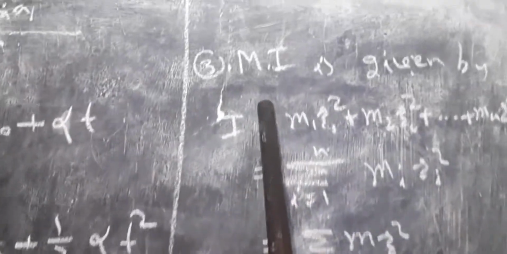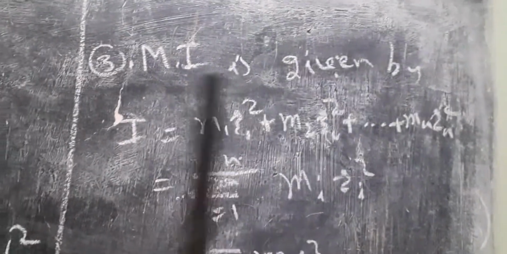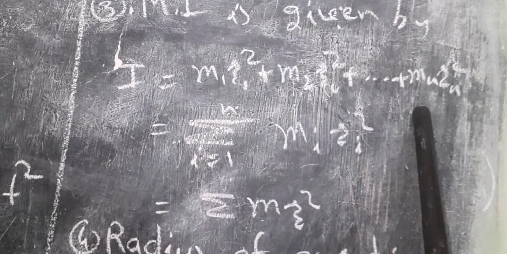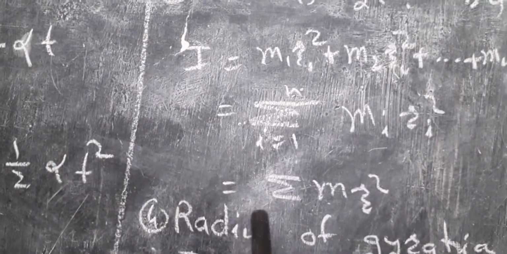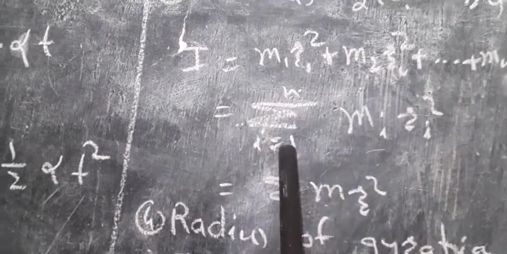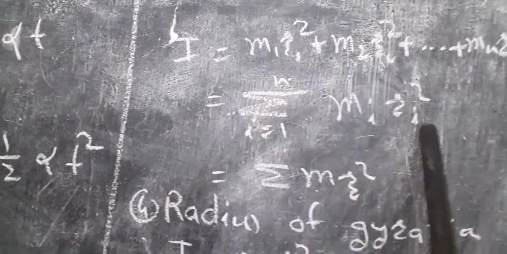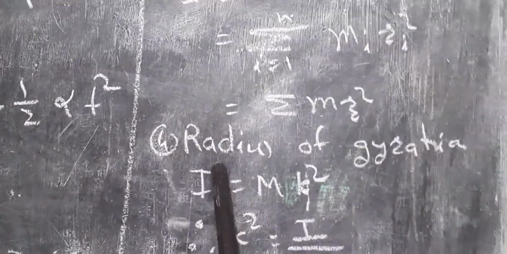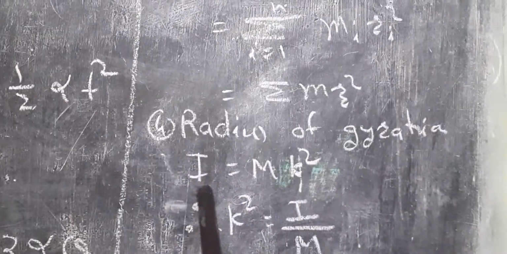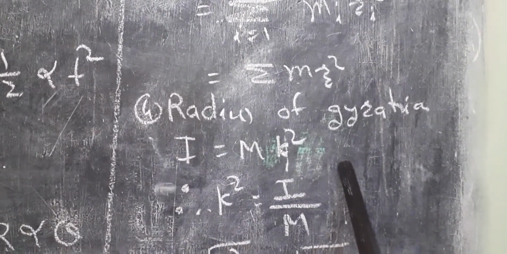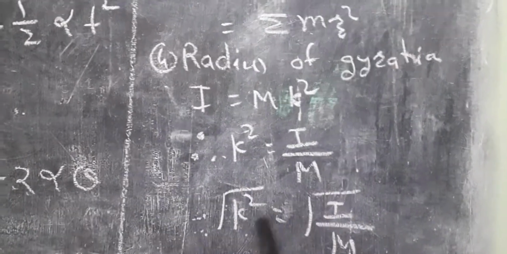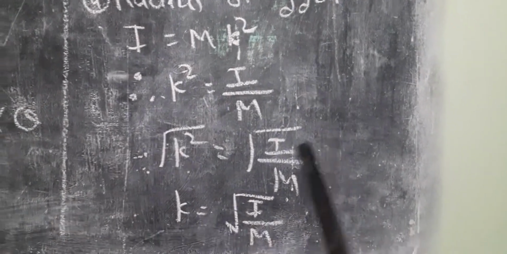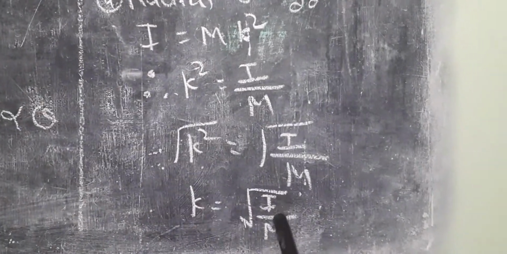Then we should know the concept of, or formula for, moment of inertia. Moment of inertia is given by I is equal to m1 r1 square plus m2 r2 square plus mn rn square, or we can write this as summation i running from 1 to n, mi ri square, or we write this as summation m r square. And we have seen the concept of radius of gyration. I is equal to m k square. So we can say that k square is equal to I upon m. Taking the root of both sides, under root k square is equal to under root I upon m, so k is equal to under root I upon m.